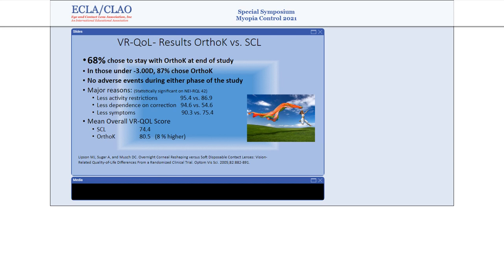But really at the end of the study, 68% chose to stay with OrthoK. And in those who were under 3 diopters when they started, 87% chose to stay with OrthoK. Again, during that study, no adverse events occurred. The main reasons that people chose the OrthoK were less activity restrictions and less dependence on their correction.